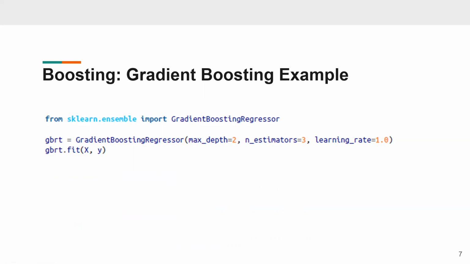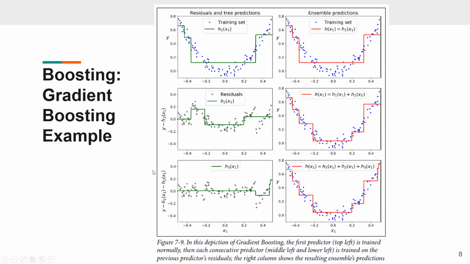You could also leverage the GradientBoostingRegressor in sklearn.ensemble. In this function, you could pass in max depth equal to 2, n_estimators equal to 3 decision trees, and the learning rate equal to 1.0. Then you can use gbrt.fit on X and y. Let's look at this example to see how exactly it's working.